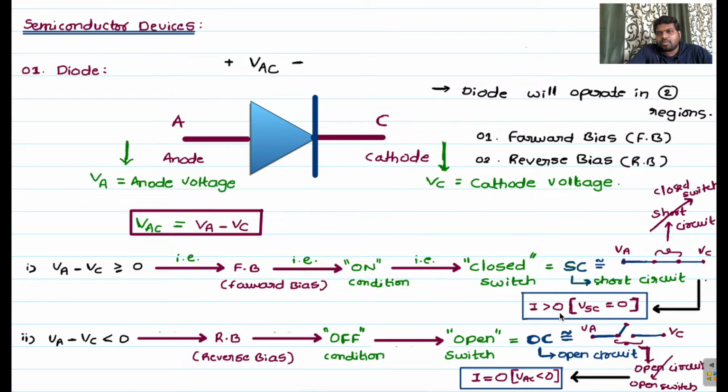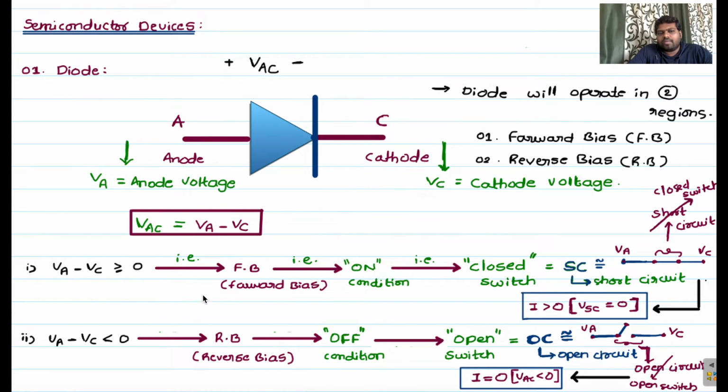This is possible only when V short circuit equals 0. When it is a short circuit, the voltage across this short circuit equals 0, right? Otherwise you can consider this as VAC also. If you consider this entire wire, we don't have any voltage drops, so this short circuit voltage, also called VAC, equals 0. When it is 0, only then will current flow from Va to Vc.